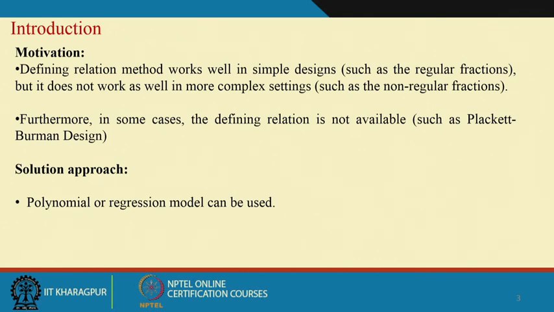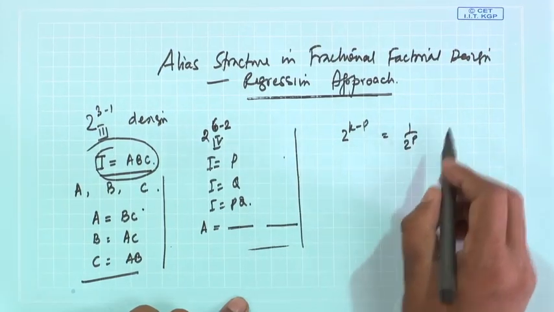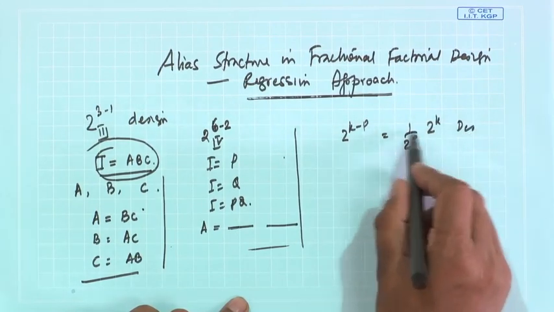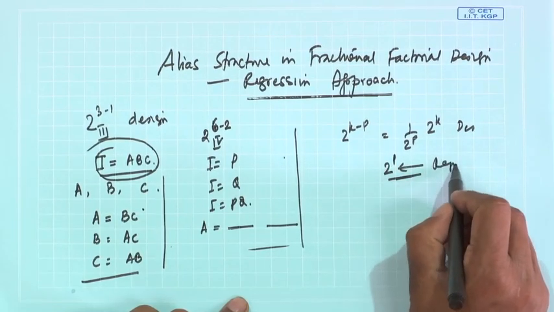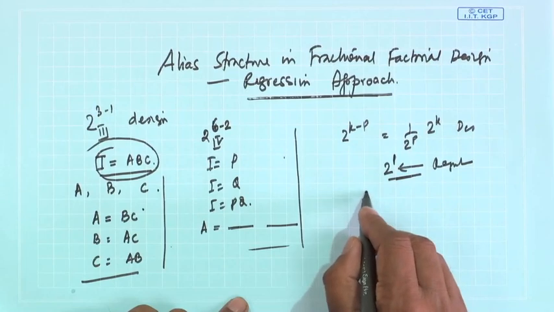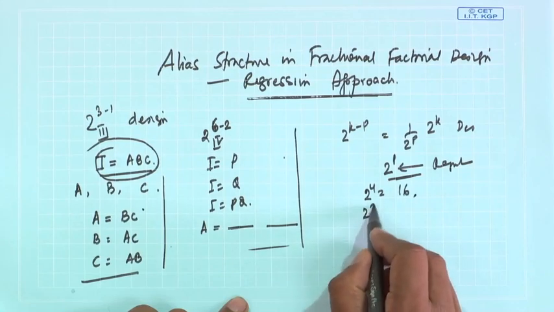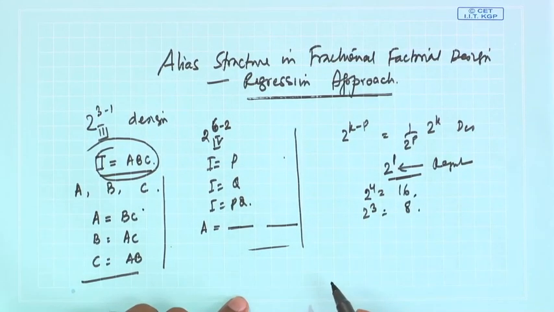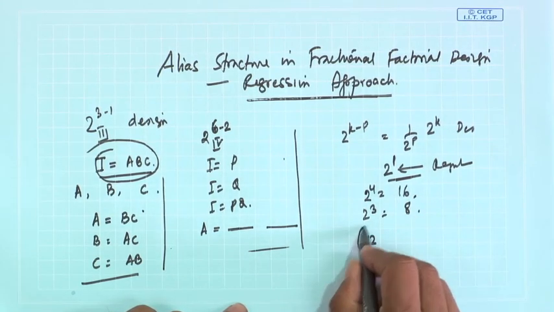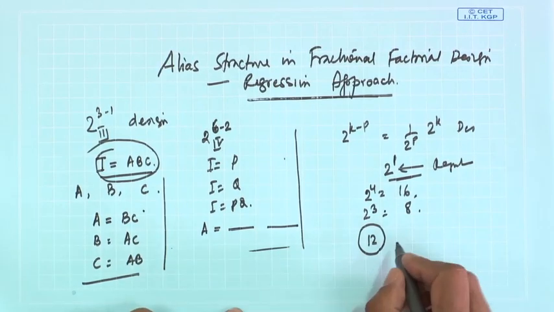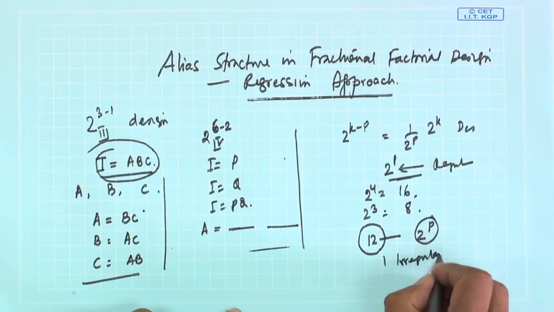For example, if I consider 2 to the power k minus p, which is basically the 1 by 2 to the power p fraction of the 2 to the power k design, that means 2 to the power something; this kind of design is the regular design. If p equal to 4, then it is basically 16 runs. If p equal to 3, it is basically 8. But suppose we are interested in a design having 12 experimental runs, it cannot be represented in terms of 2 to the power p. This is an irregular design.